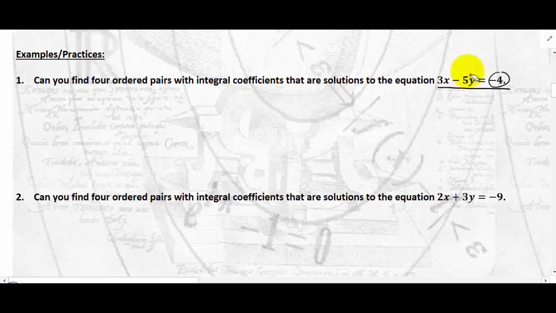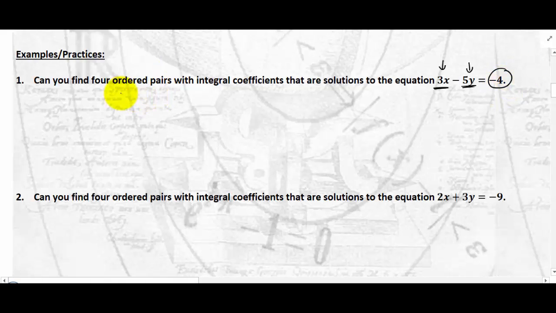All right, so let's try to find some solutions of this linear equation. How do we go about it? Well, what is 3x? It's a multiple of 3. What is 5y? It's a multiple of 5. So basically, you want to find a multiple of 3 and a multiple of 5 that are 4 units apart. So let me show you what I mean.